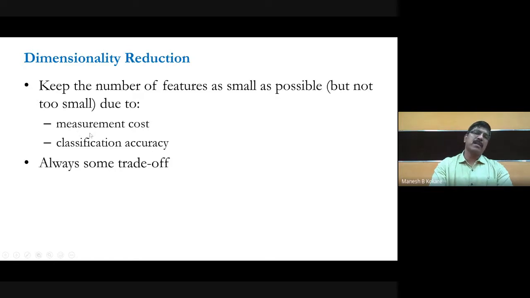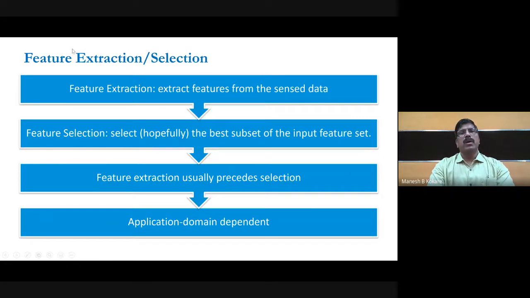Also, as I said, if you reduce the number of features, your classification accuracy may reduce. If you increase them, accuracy will also increase. But if the number of features is increased, the computation cost will also increase. So you have to make a trade-off between the computation cost and classification accuracy. Some trade-off is always necessary, depending upon the problem. After feature extraction, where features are extracted from the sensed data or object, feature selection is done.